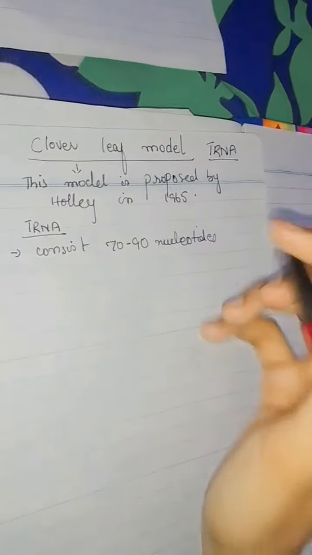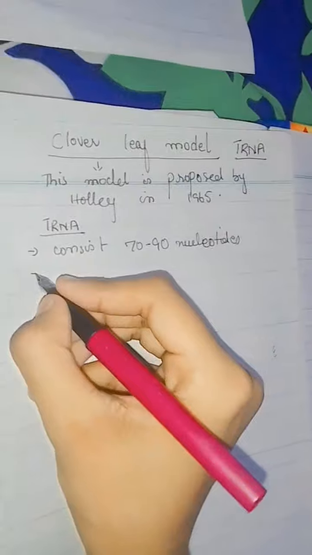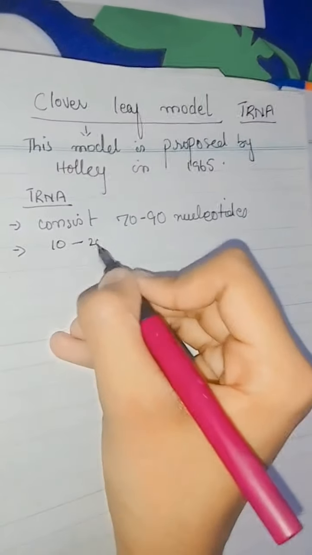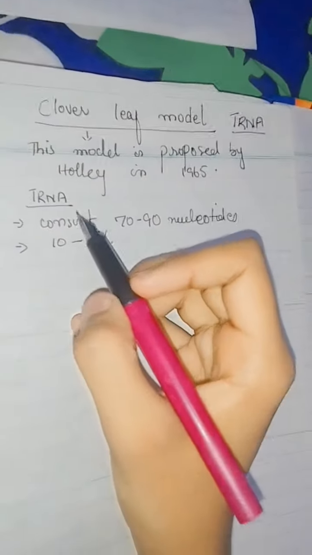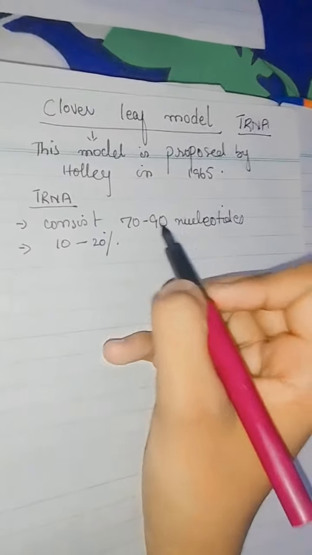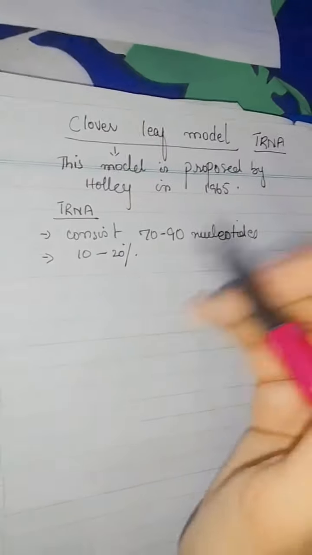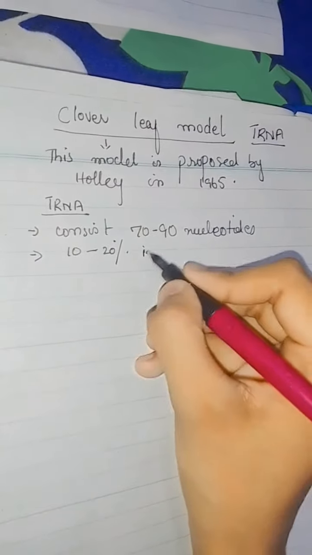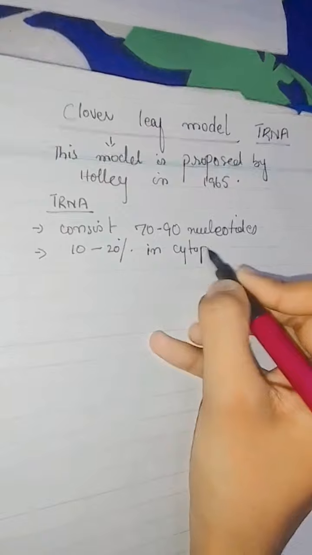70 to 90 nucleotides, and it is present 10 to 20% in cytoplasm. These amounts are important for the MCQs as well. tRNA consists of 70 to 90 nucleotides, and it is present 10 to 20% in cytoplasm.